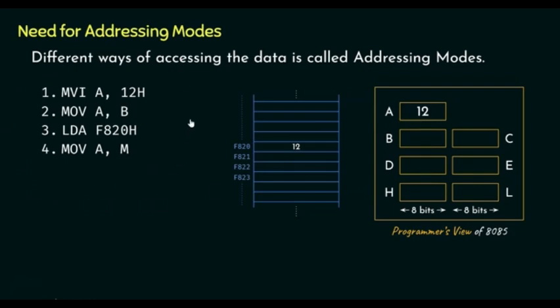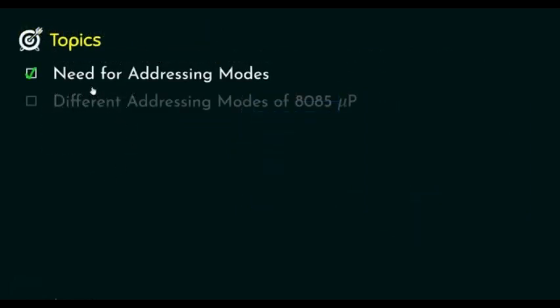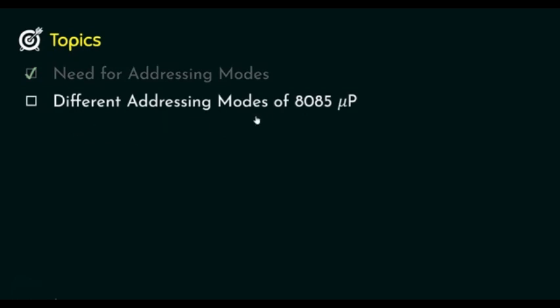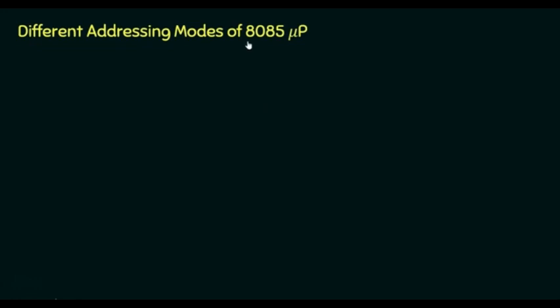Now you can argue, do we really need all these? Well, we do. Although they are performing the same deed, they are doing it in different kinds of ways. So that's all about the need for the addressing modes. Let's now learn the different addressing modes of 8085 microprocessor. Now coming to 8085 microprocessor, there are 5 different addressing modes. We will go through them one by one.